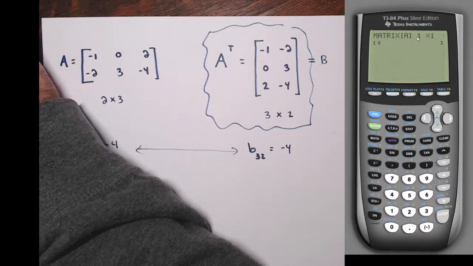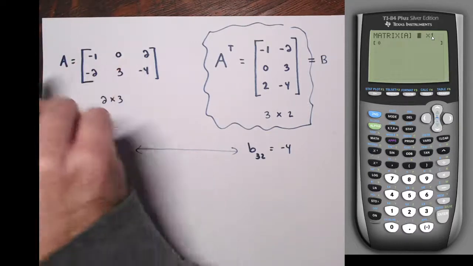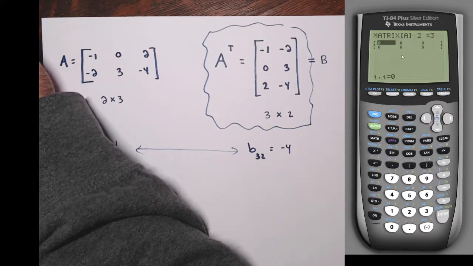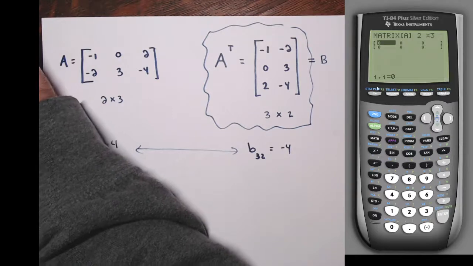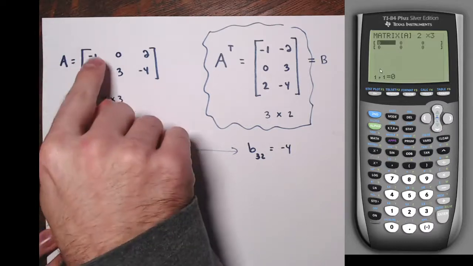Then it's going to have you enter the size of the matrix, rows by columns. My matrix A here was 2 rows, 3 columns. So I go 2, enter, 3, enter. And you see the 6 spots fill in, the 2 rows, 3 columns. Now it's having me enter the first row. First row, first column entry is 0 right now. I want it to be negative 1.